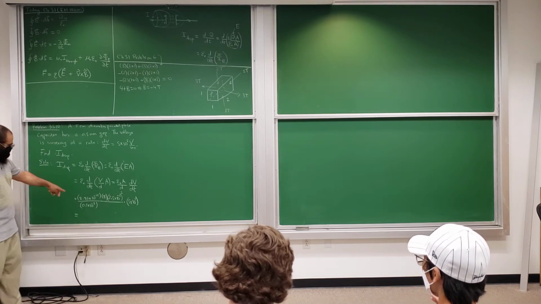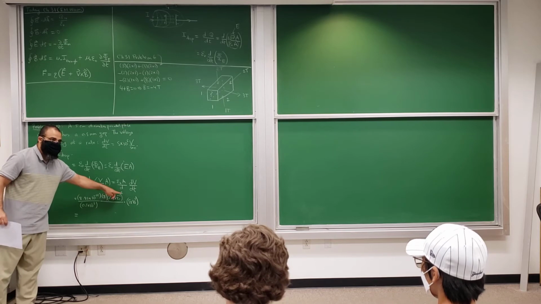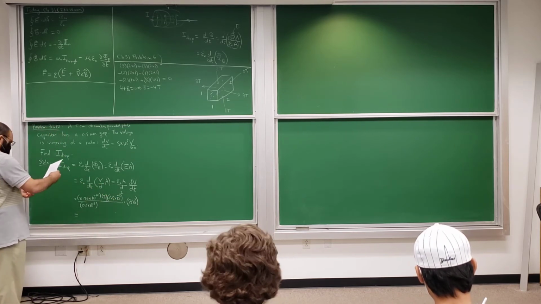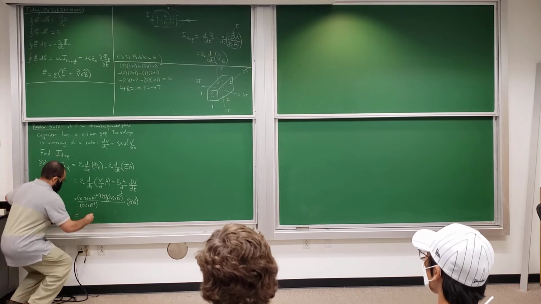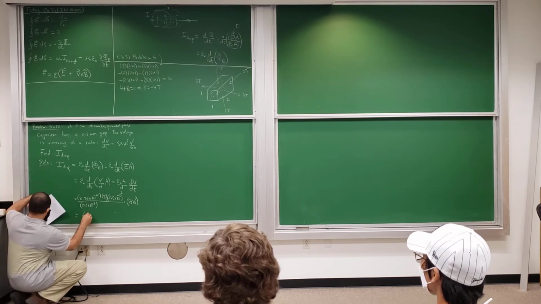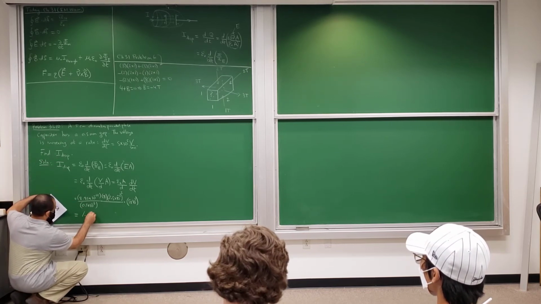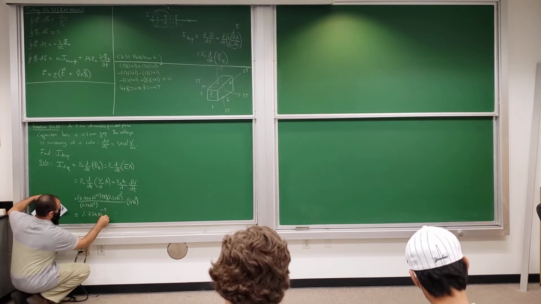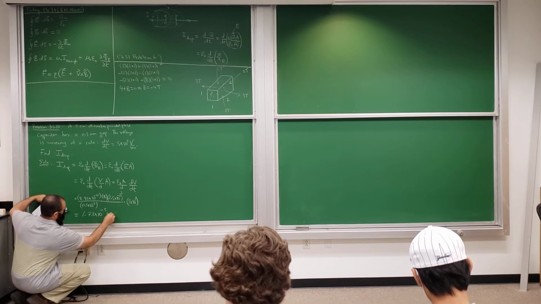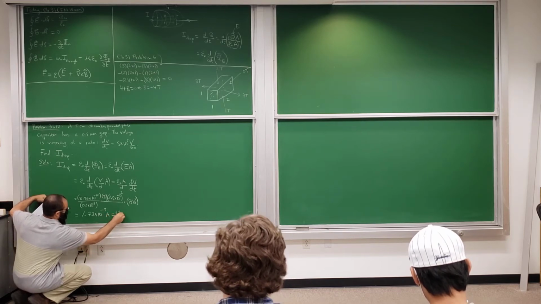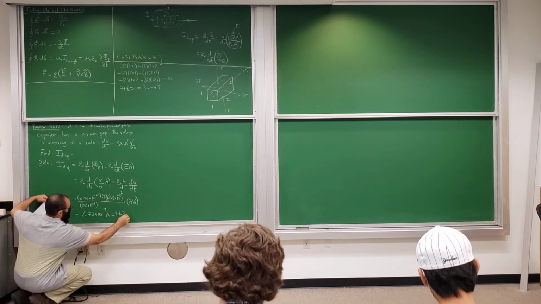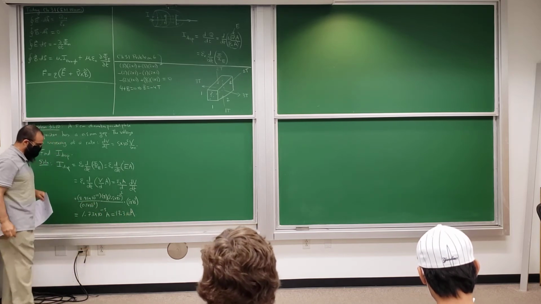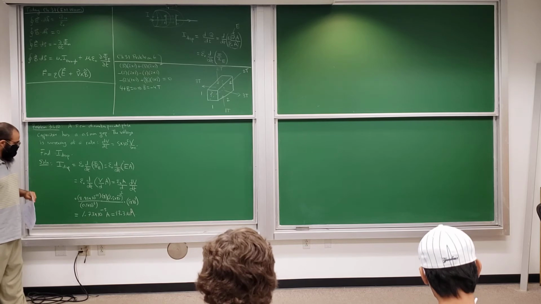Tiny number, right? You got 10 to the minus 12, and 10 to the minus 4, and here you got 10 to the 5th. It's going to be tiny. So the answer is 1.73 times 10 to the minus 5 amperes, which is 17.3 times 10 to the minus 6, so microamperes.